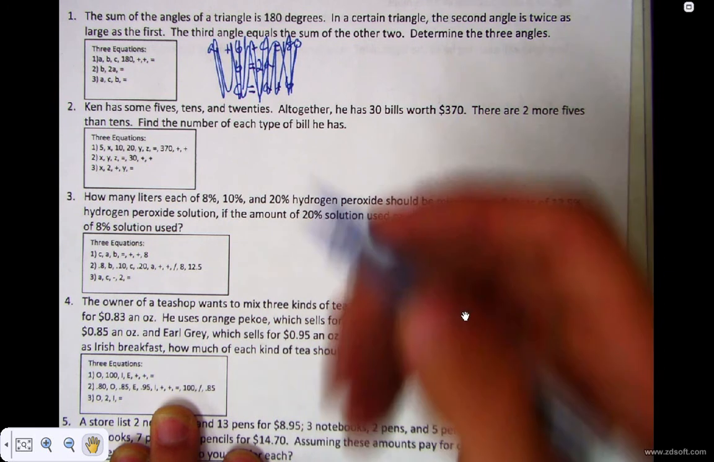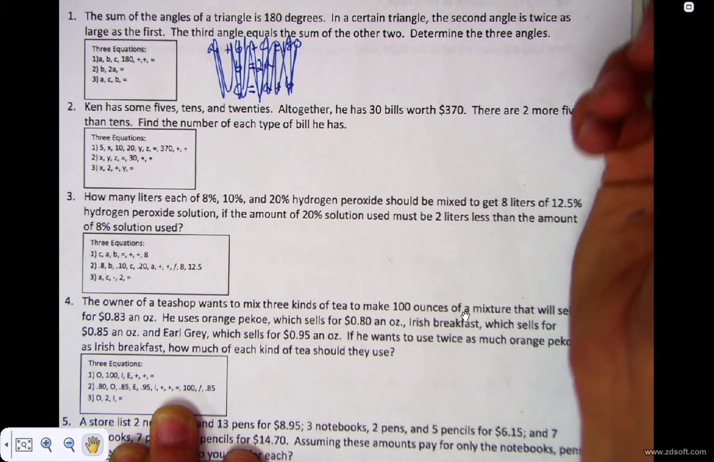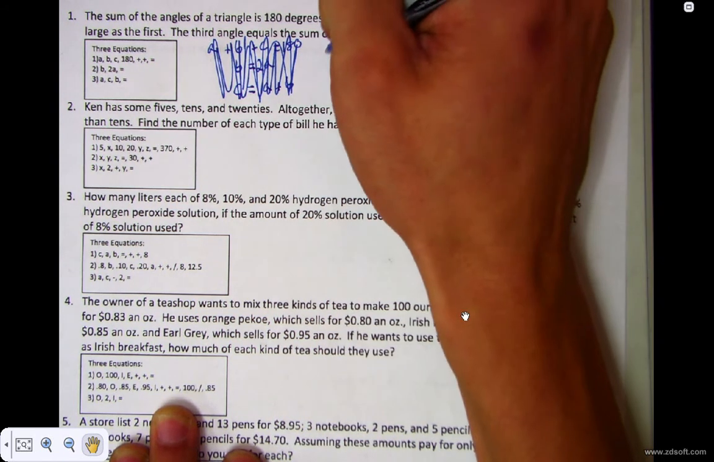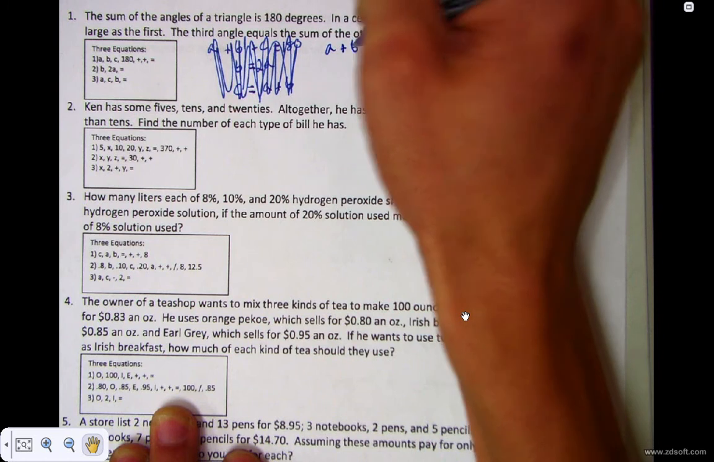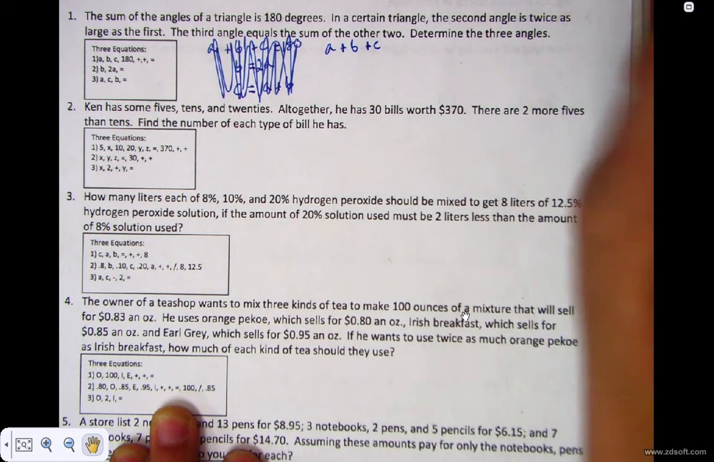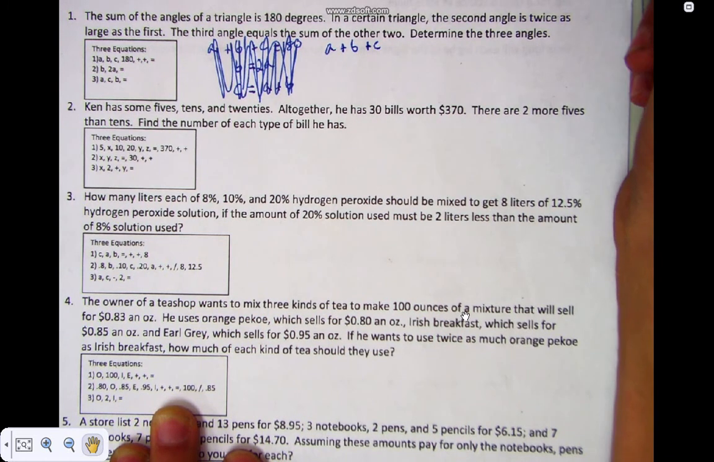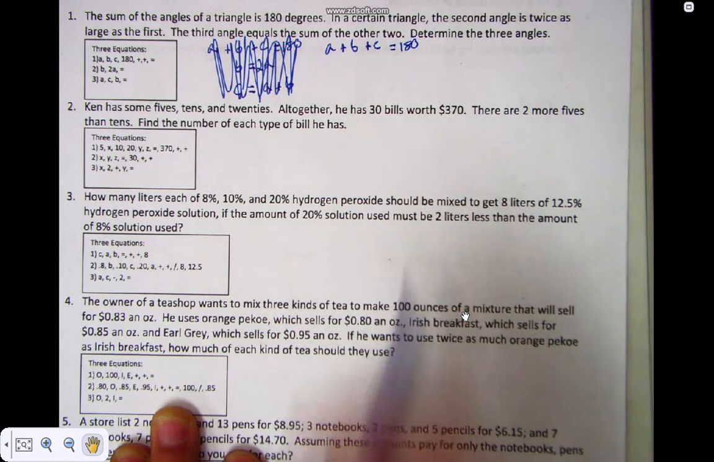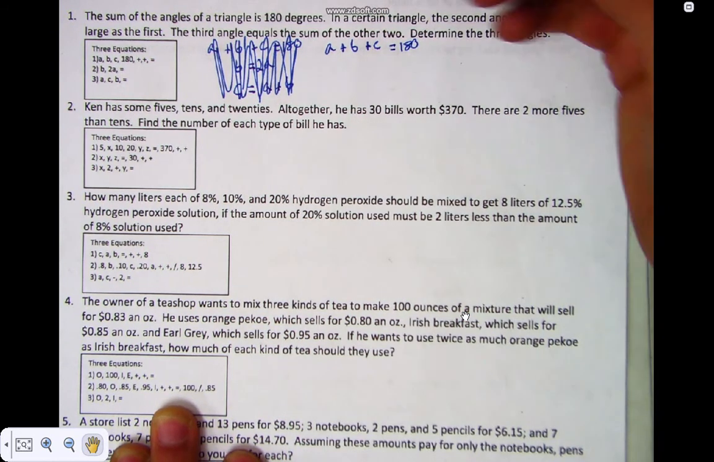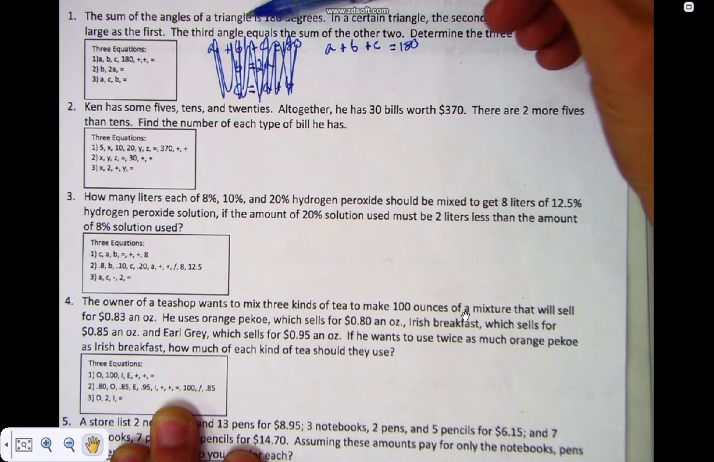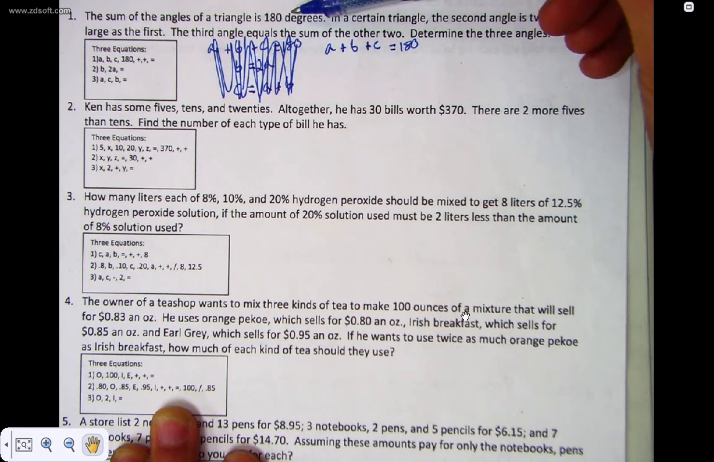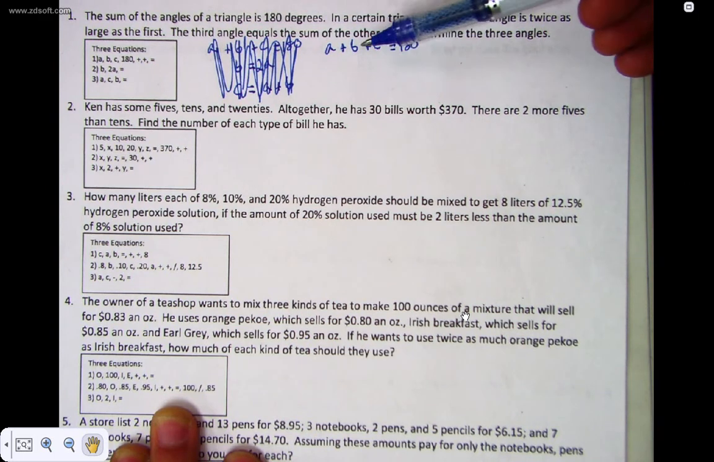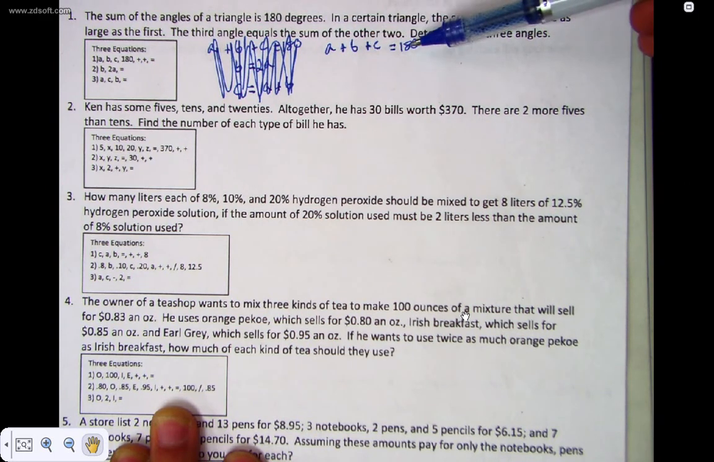So let's go ahead and call those angles A, B, and C, because like I said, things that are not defined don't have a definitive measurement. We just know there's three of them. So A, B, and C, and we know that when they're added together, they equal 180 degrees. It says the sum of the angles of a triangle is 180 degrees, okay, that's where I get this from. So angle A plus B plus C equals 180.